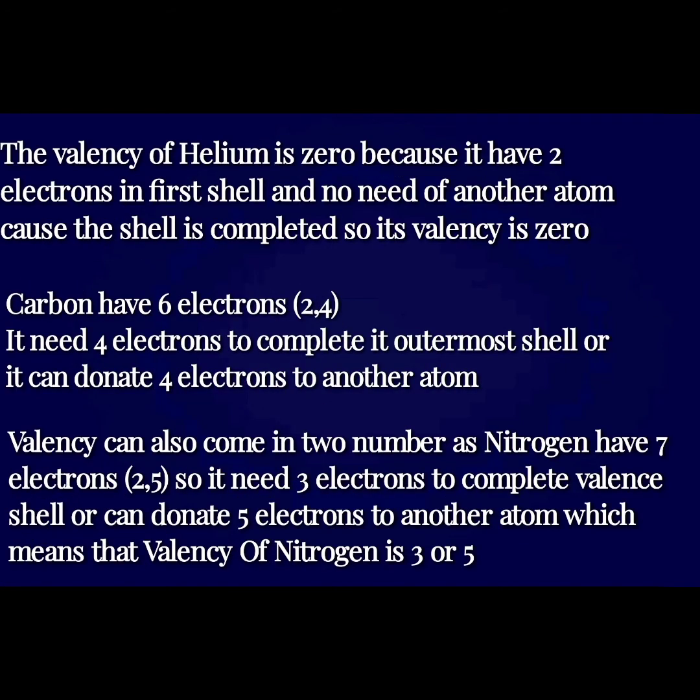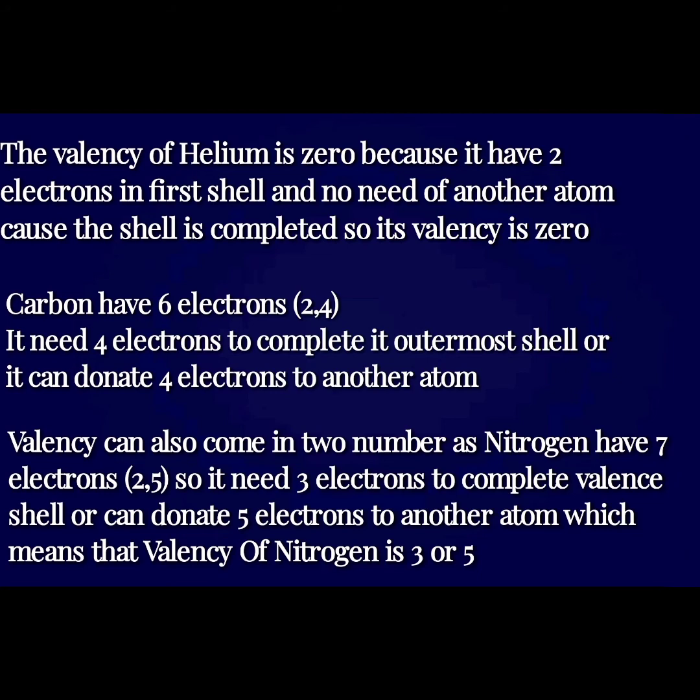The valency of helium is 0 because it has 2 electrons in the first shell and no need for another electron, because the shell is completed, so its valency is 0. Carbon has 6 electrons, 2 electrons in the first shell, 4 electrons in the valence shell. It needs 4 electrons to complete its outermost shell, or it can donate 4 electrons to another atom. So carbon's valency is 4.